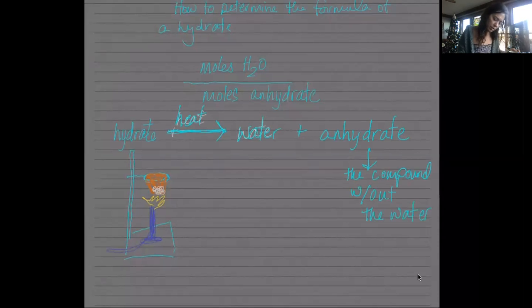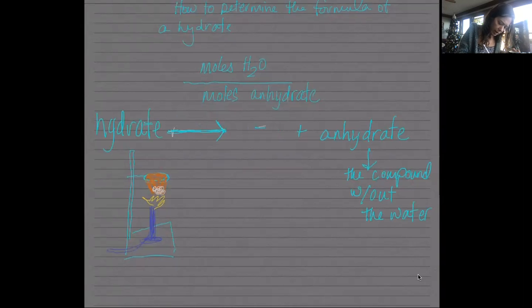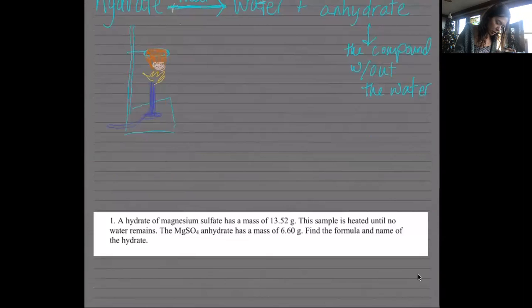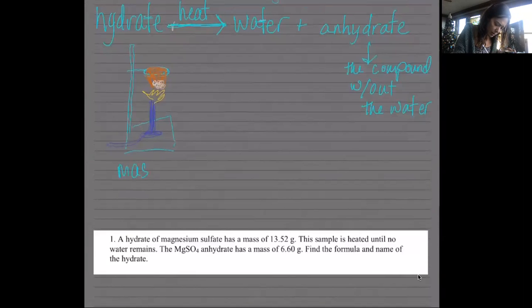And we have a law of conservation of mass problem, right? So we take our hydrate, we add heat, we get water and our anhydrate. This is the law of conservation of mass: mass hydrate equals mass water plus mass anhydrate. It just makes sense.